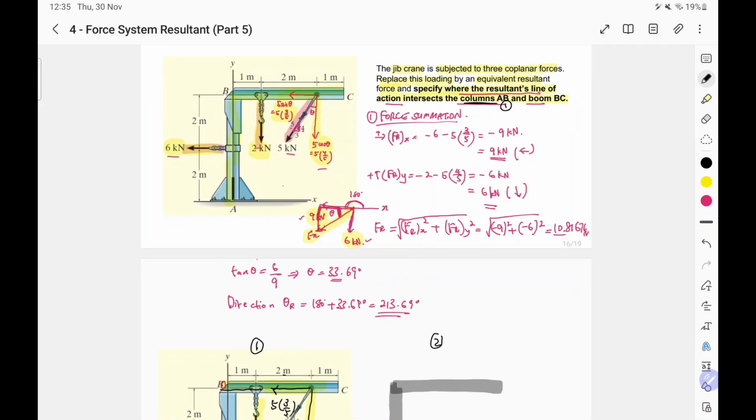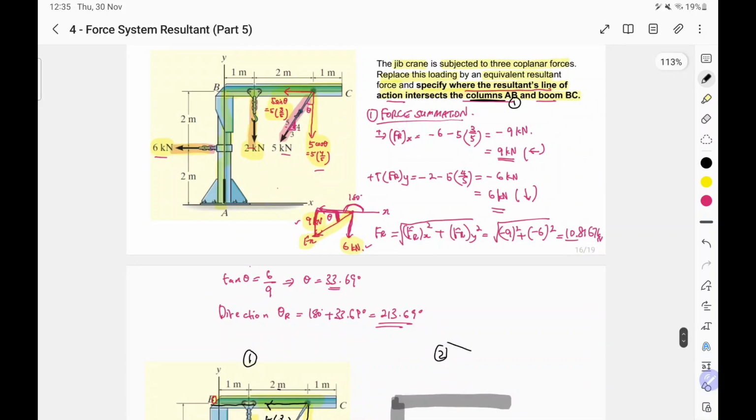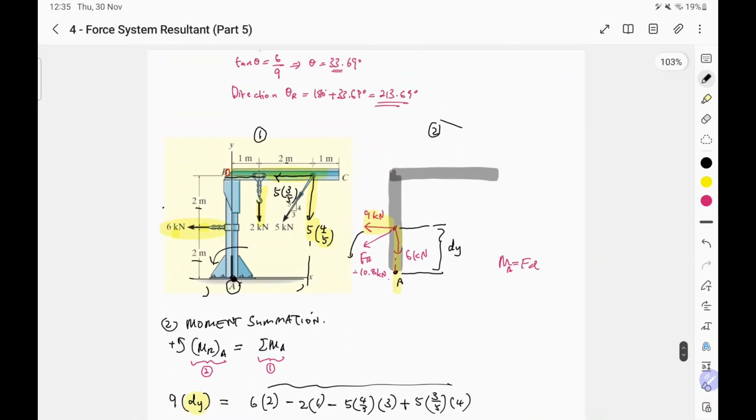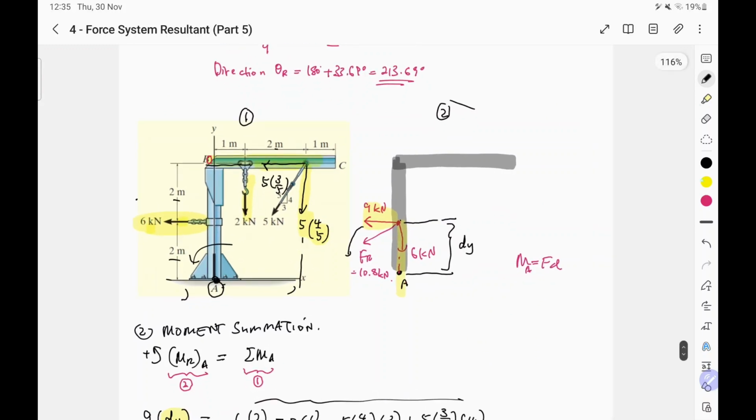Okay, this one is settled. But it also wants to know where the resultant line of action intersects at member BC as well. Okay, the second part. So how? Based on the principle of transmissibility, basically you can actually shift the line of the resultant force to the other side of the structure as well. Just like you translate it. So if we shift this resultant force in the x direction, it is the same 9 kilonewton pointed to the left. In the y direction, it is the same 6 kilonewton pointed downward.